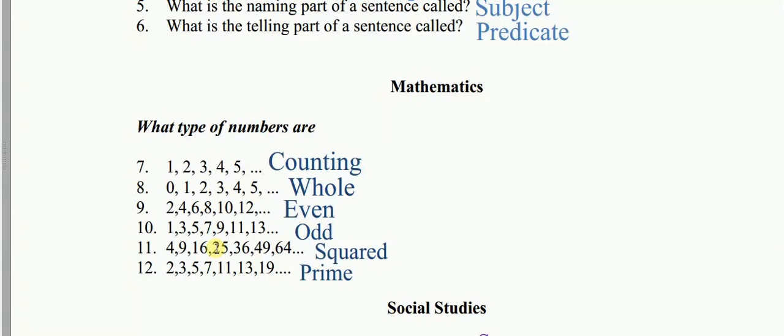Number 11, we have 4, 9, 16, 25, 36, 49, 64. Those are squared numbers. So we have 2 2s 4, 3 3s 9, 4 4s 16, 5 5s 25, 6 6s 36, 7 7s 49, and 8 8s 64. So 64 is also a squared number.